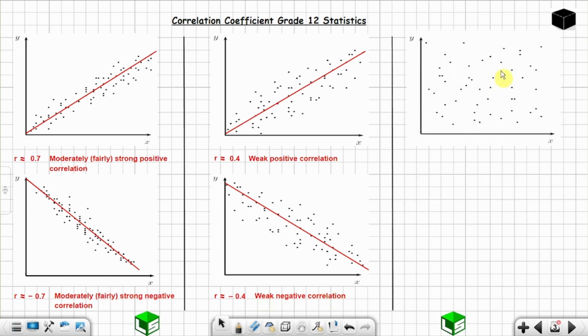Let's say you are also given this scatter plot. In this situation, there is no pattern to follow. You don't have a pattern that you can follow to draw a straight line. So the points do not tend to form a straight line. So R is equal to 0. No correlation between X and Y.